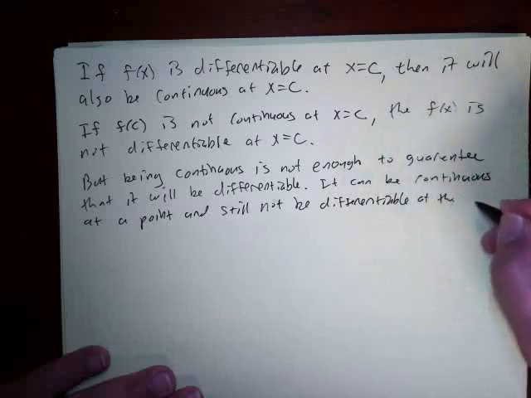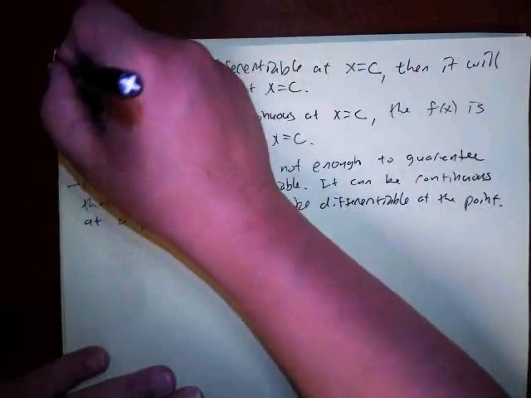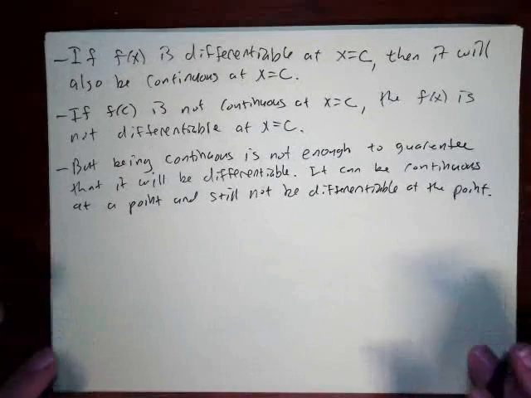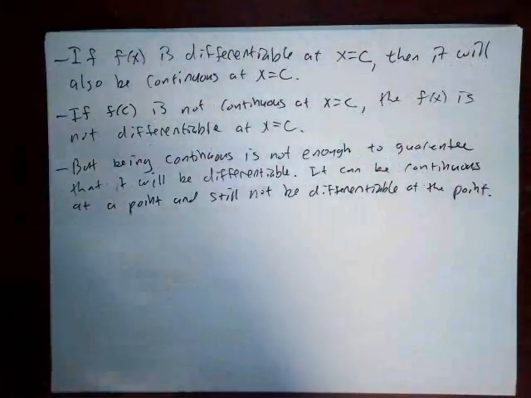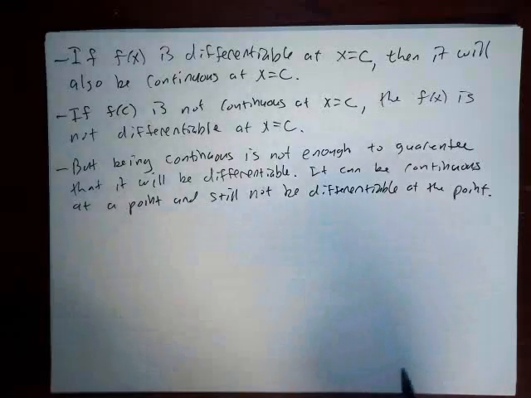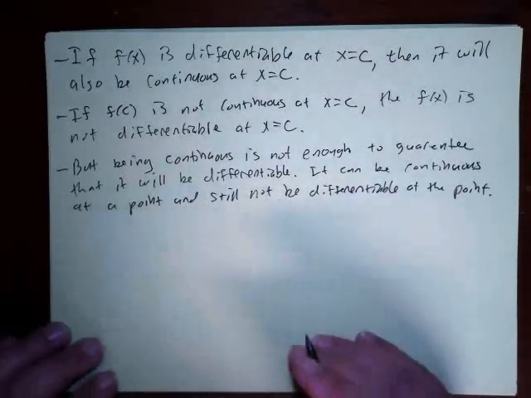Okay, so I've got three different statements that this implies, which really help us understand the idea of differentiability. Basically, the first one is the theorem: if it's differentiable at c, it's also going to be continuous there. That means if it's not continuous, then it's not differentiable at c. But you can't flip it around. Just being continuous is not enough to guarantee that it'll be differentiable. It can be continuous at a point and still not be differentiable at that point.